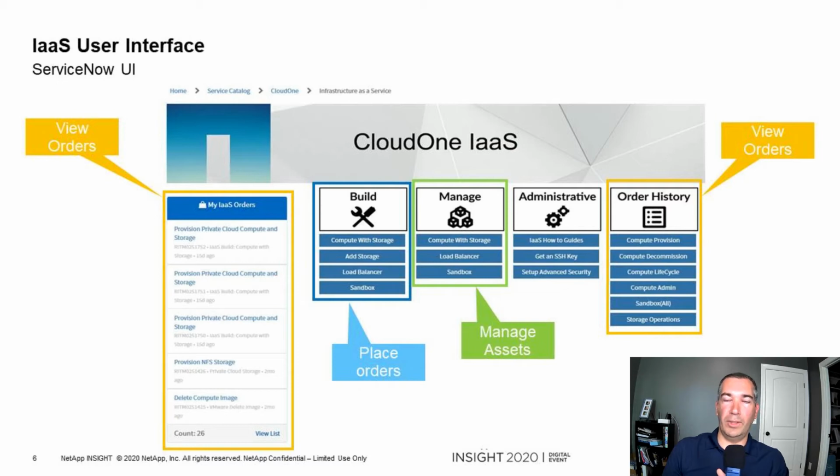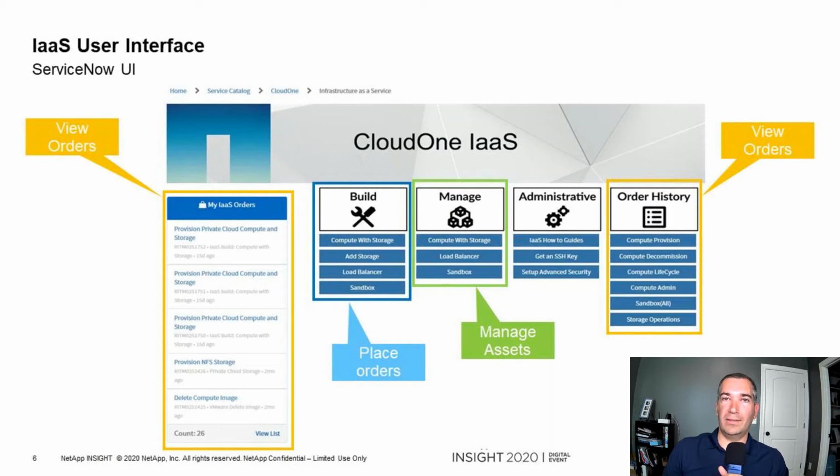In the green box, we have manage or day two operations. So you've already provisioned some piece of infrastructure, and you need to do a day two type operation. For example, a start, stop, reboot of a VM or a resize of a volume to extend it, etc. And then finally, on the right in yellow, we have the order history. So this is where that ServiceNow paper trail comes in handy.